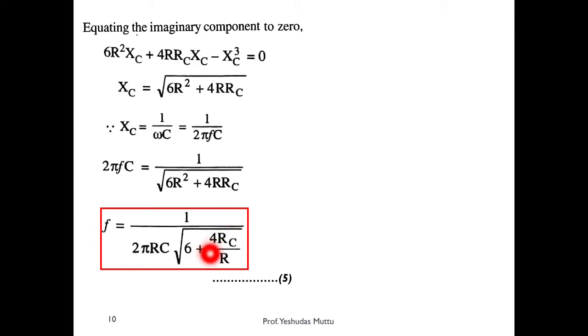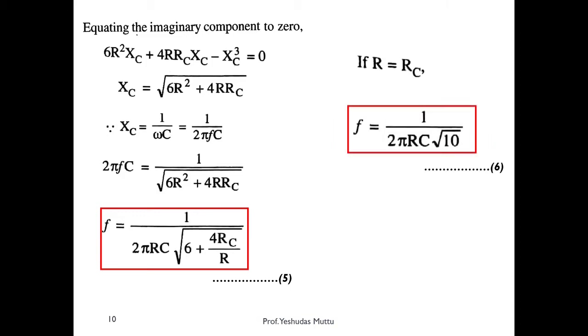Now I have also got a term R by RC over here. So what I'll do is that I'll say that RC is equal to R. I'll use the condition, so I'll get this particular equation. Okay, this is the frequency of oscillation. If at all RC is not given in numericals and all, you can use this particular condition and this equation.